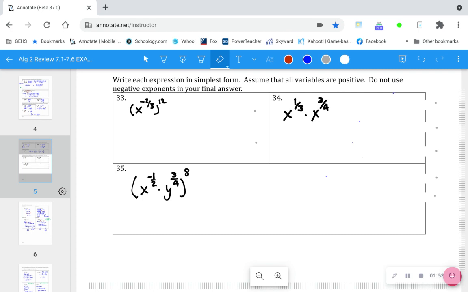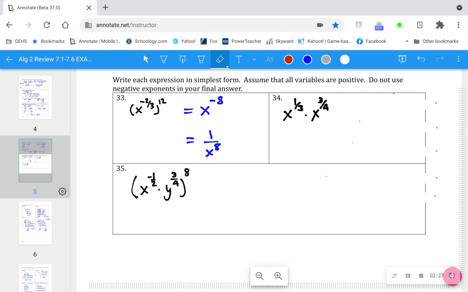Okay, 3 more examples here. On the number 33 here, we have an exponent of negative 2/3 on that x, but then it's got another one stacked on it. Stacked exponents get multiplied, so you're going to take that negative 2/3 times 12, and then you get a negative 8 for your new exponent, which takes you downstairs with a positive 8 exponent. So 1 over x to the 8th power.